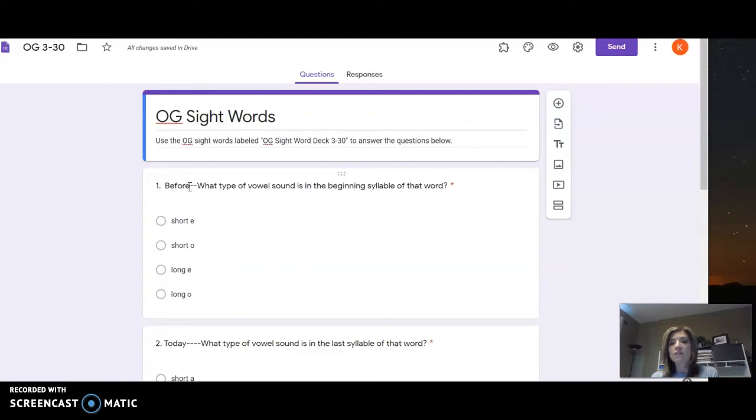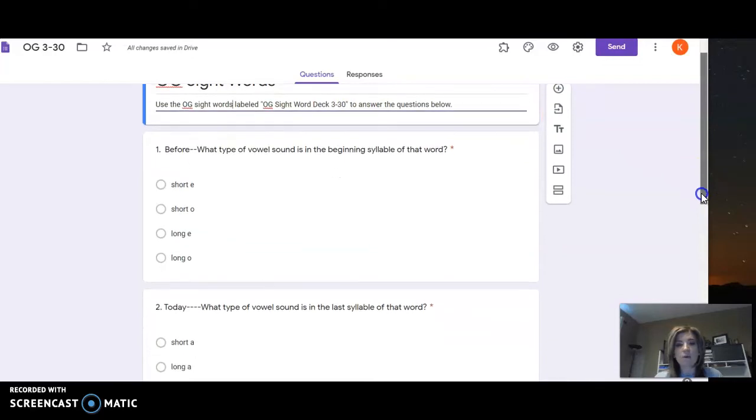Before. Will you try that with me now? Before. So it's asking us about the beginning syllable. We want to think, what did we hear? What kind of vowel sound did we hear on the first clap of that word? Before. And you can clap these as many times as you need at home when you're thinking about the answers for these questions. It's okay, and you can come back and watch this video if you need some more help.